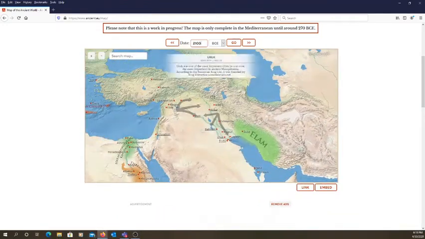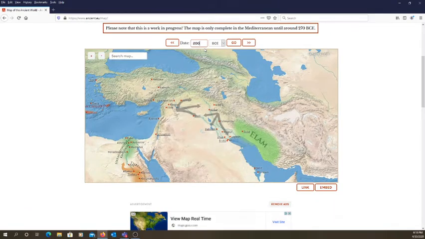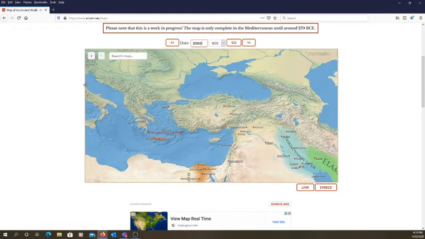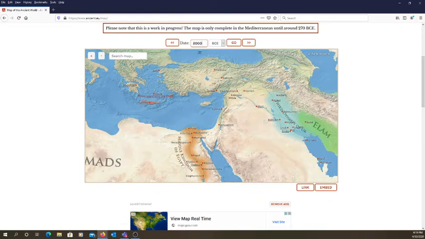All right. Let's go forward a little bit farther. 2000 BC. All right. Another dynasty of Ur has started. The Middle Kingdom of Egypt has started. The Minoans are still around. But things are starting to develop. More technologies are being made.